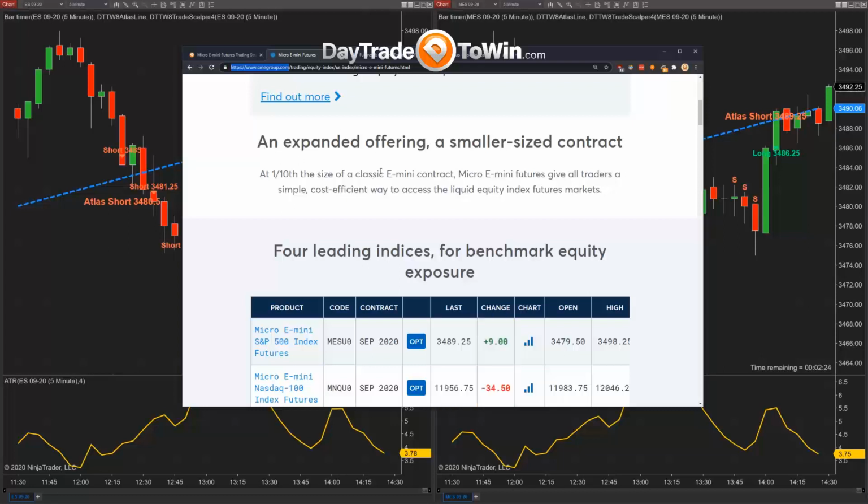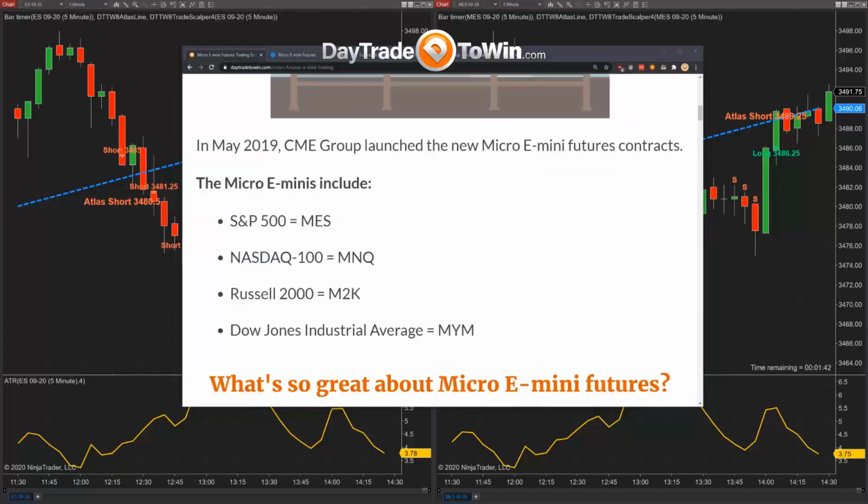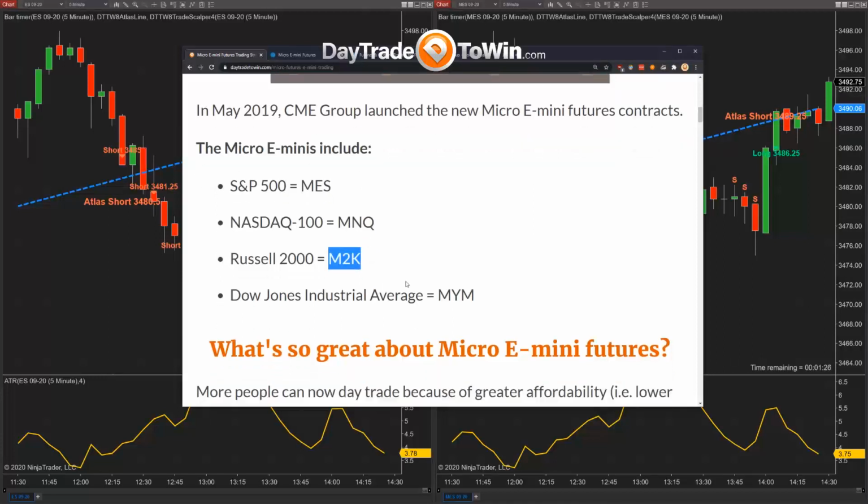As you can see, the micro E-mini is 1/10 the size of a classic E-mini contract. Well, what does that do for you? It's more affordable. They say it gives all traders a simple, cost-efficient way to access the liquid equity index futures markets. And as we point out here, you can trade more than the E-mini in terms of micro E-minis. You can trade the NASDAQ, which would be MNQ rather than MES, the Russell, which is M2K, and also the Dow Jones Industrial Average, which is MYM.